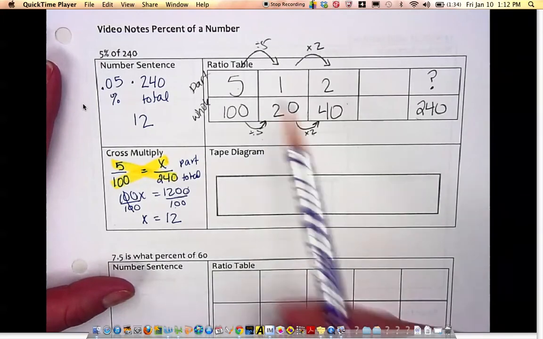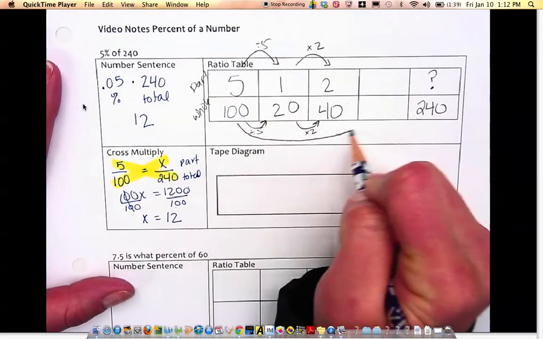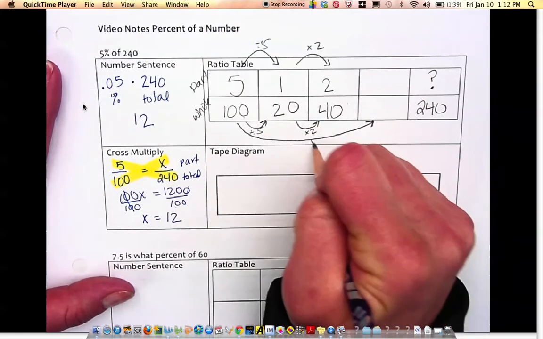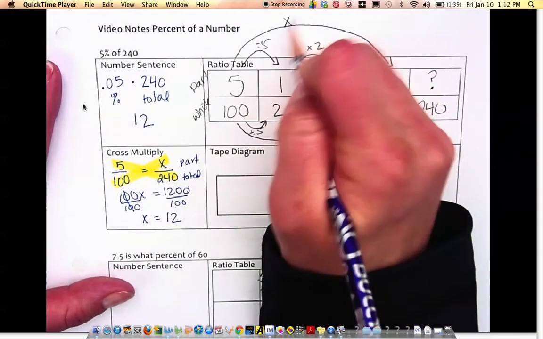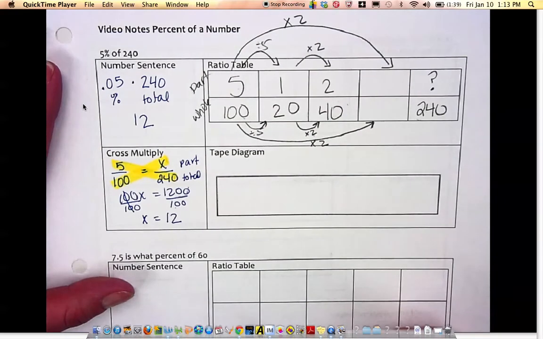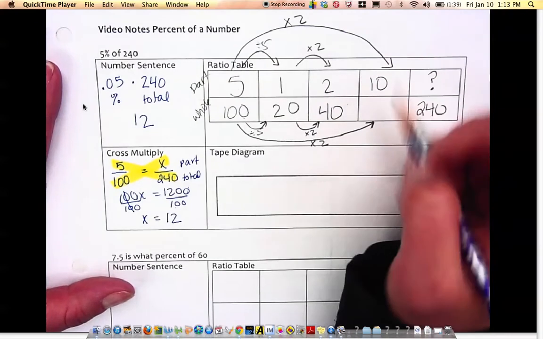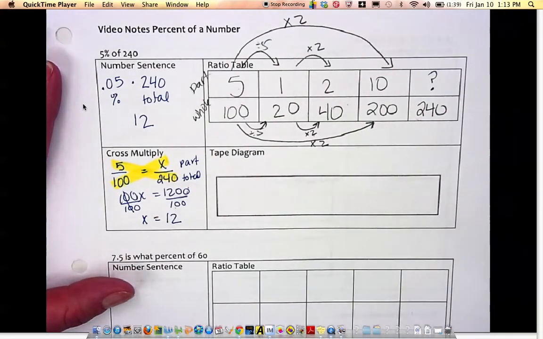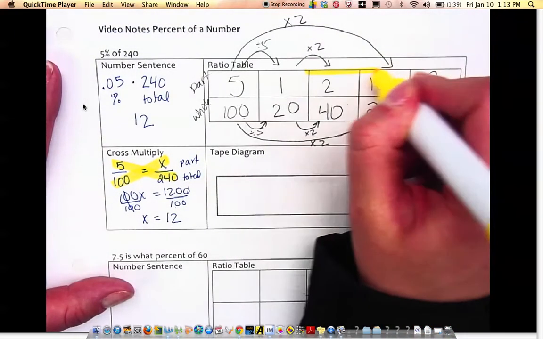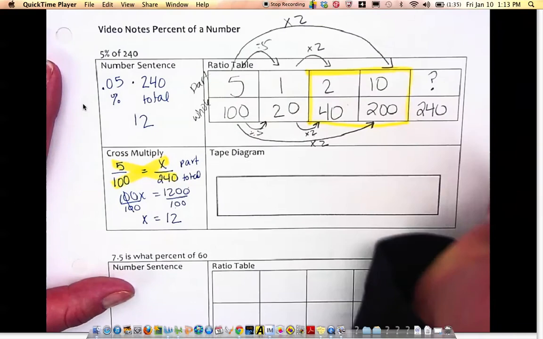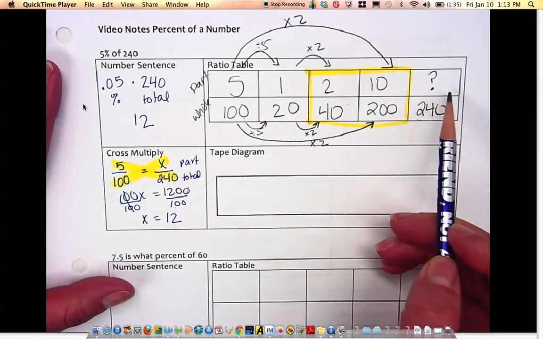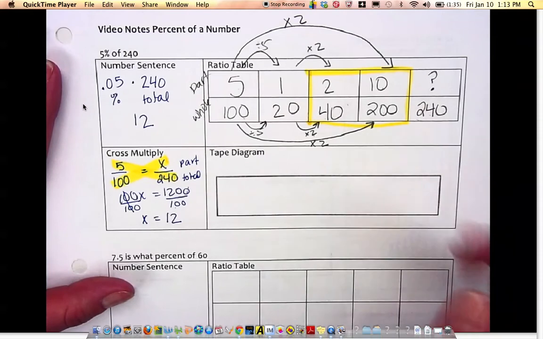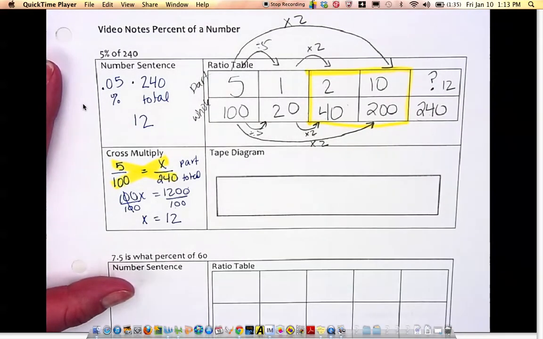So actually, I think all I need to do now is take 100 and multiply it by 2. So I'm going to go back to my 5 out of 100, and I'm going to multiply by 2. And whatever I do to my bottom number, I have to do to my top number. So that's being multiplied by 2 as well. So 5 times 2 is 10, and 100 times 2 is 200. Well, now I'm trying to get 240, and I see that I can get 240 by saying 40 plus 200 is 240. So therefore, 2 plus 10 is going to give me 12. So now I know that the target number is 12. I've confirmed it now in 3 ways.